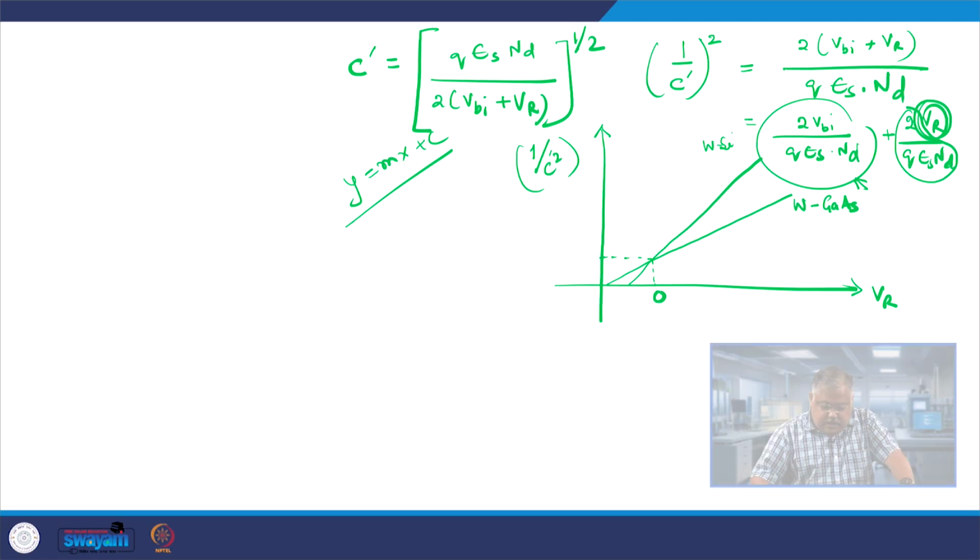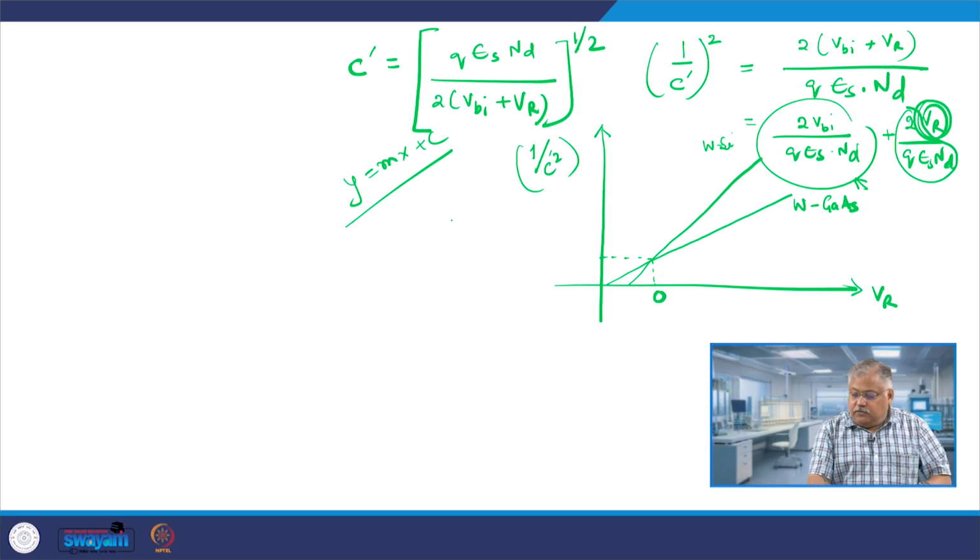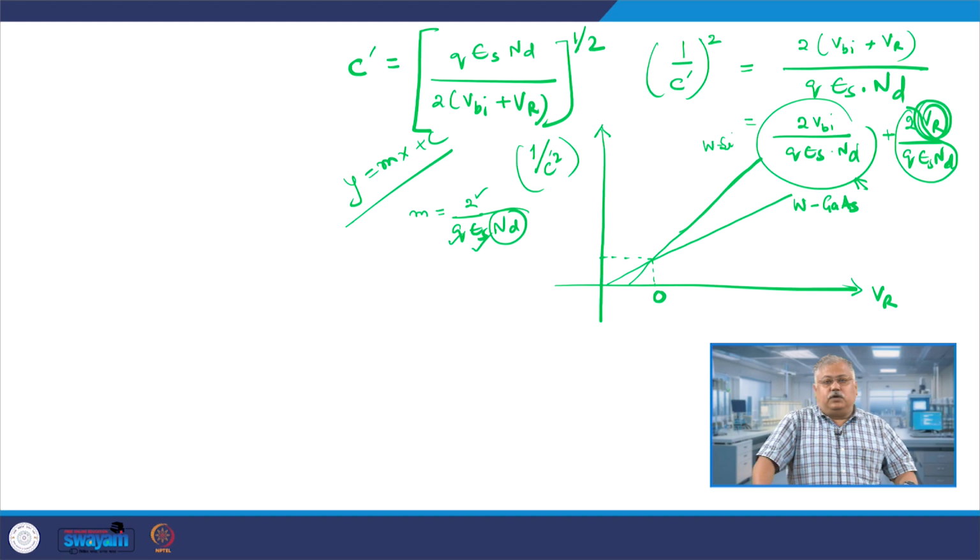Now, typically, as you can see from the slope of the graph, if you want to extract it, then you will get m equal to 2 by q epsilon s Nd. So, if you can extract the slope, since you know the value of all these quantities, you can extract the value of Nd, right. This is a methodology by which you can extract the value of the doping concentration on the semiconductor side, and this is the methodology which we follow.